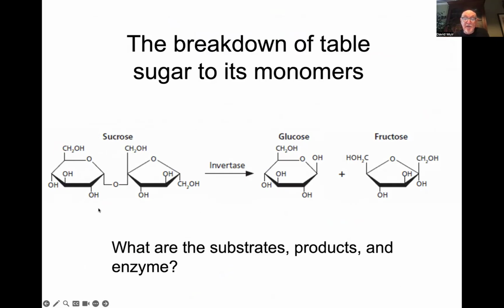So get it straight in your mind. What are the substrates? What are the products? And which is the enzyme? Especially when it's represented like this, not in that nice graphic form that we saw before.